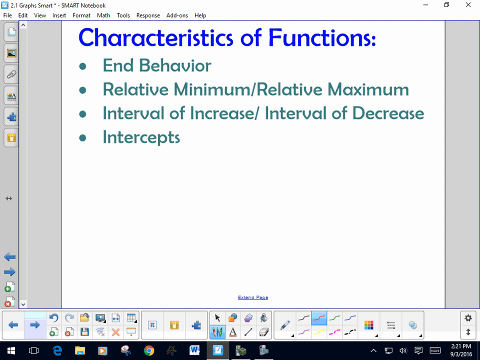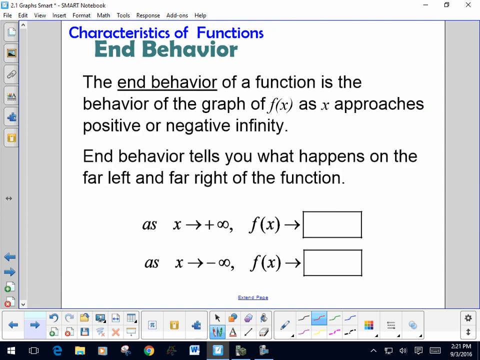Now we're going to go into the characteristics of functions that we need to learn about today. These characteristics we'll actually use throughout the year as we study different function types. And the 4 that we're going to talk about today are end behavior, relative mins and maxes, intervals of increase and decrease, and the last one, intercepts. You probably are already familiar with that last one. The other 3 are probably new.